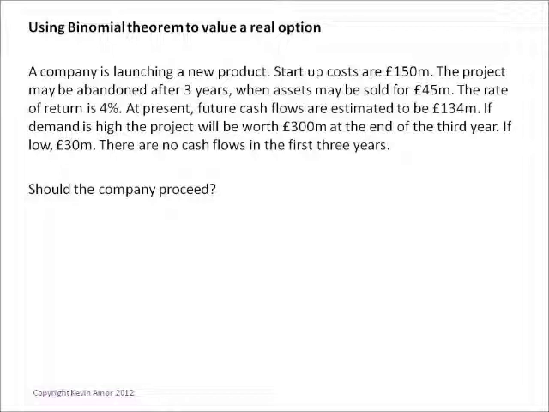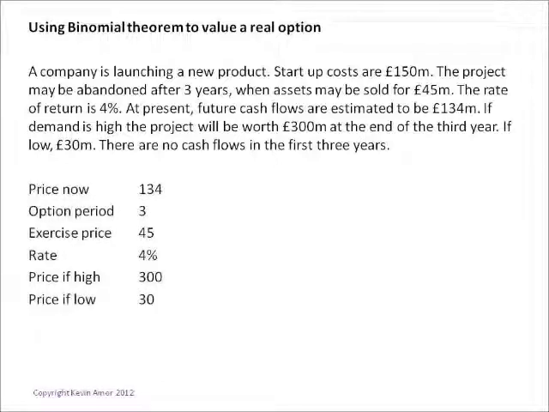If demand is high, the project will be worth 300. So that's your share price going up, if you like, at the end of the third year. If low, 30 million. So there's the data put slightly differently. Price now is 134, option period 3 years, exercise price is 45, what you can sell it for, rate is 4%, it's worth 300 if it goes up, it's worth 30 if it goes down.